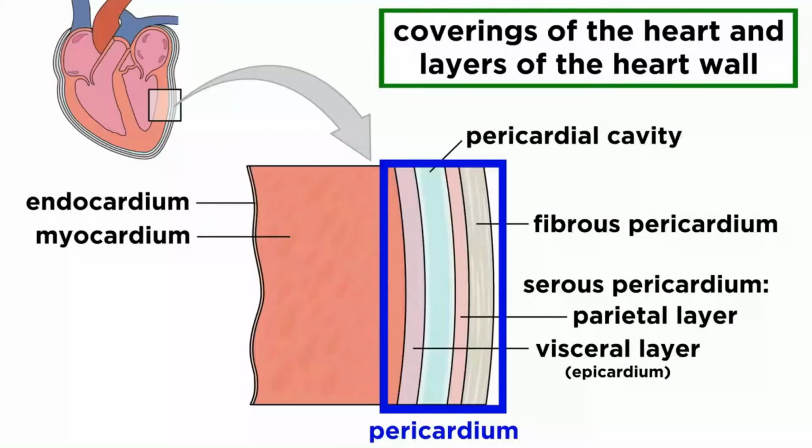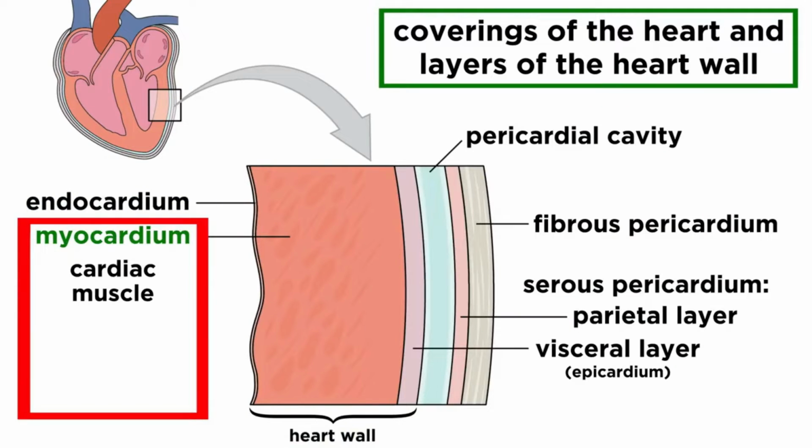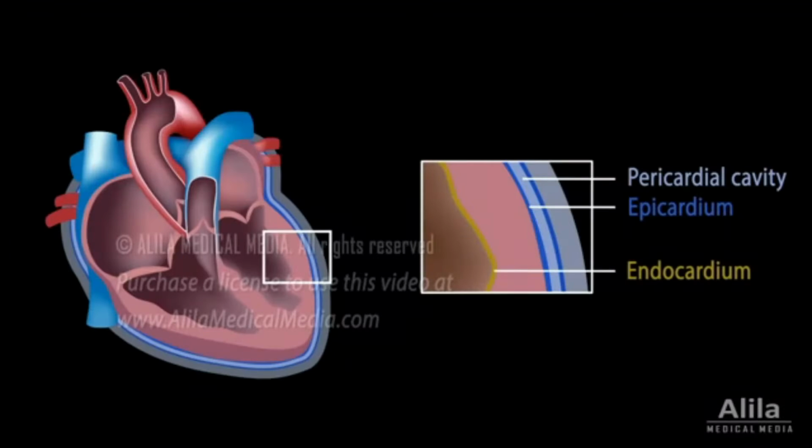There are 4 coverings and walls of the heart, and these are the pericardium, epicardium, myocardium, and endocardium. The pericardium is a double-walled sac containing the heart, with a fibrous and serous layer. The myocardium is the muscular tissue of the heart. The epicardium is a serous membrane that forms the innermost layer of the pericardium and the outer surface of the heart. And lastly, the endocardium, which is the innermost layer of tissue that lines the chambers of the heart.